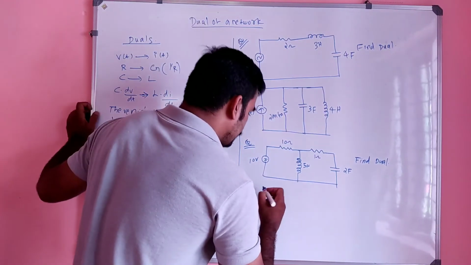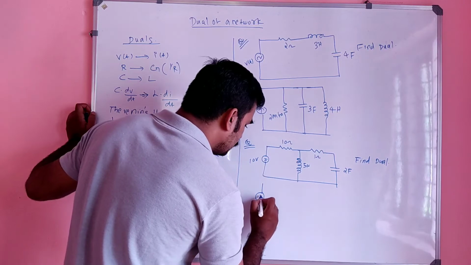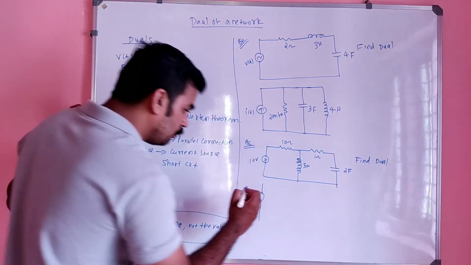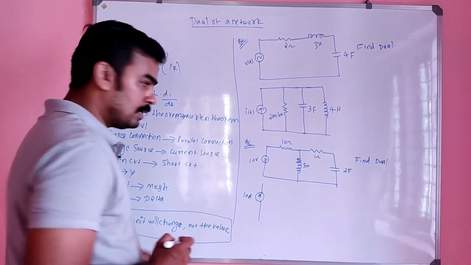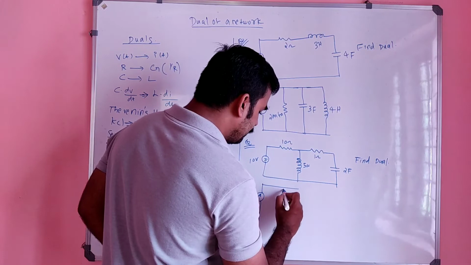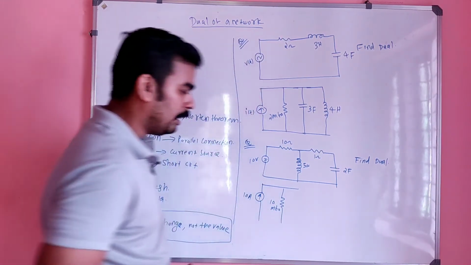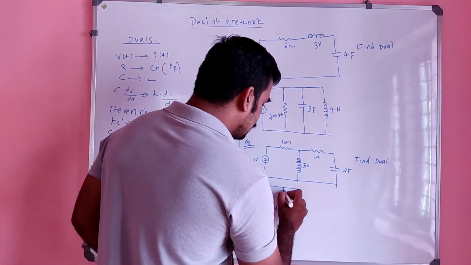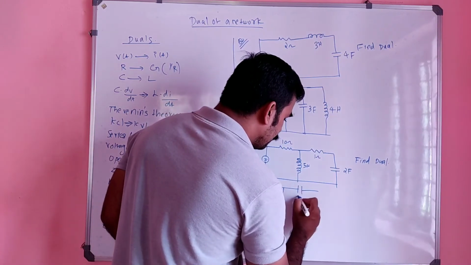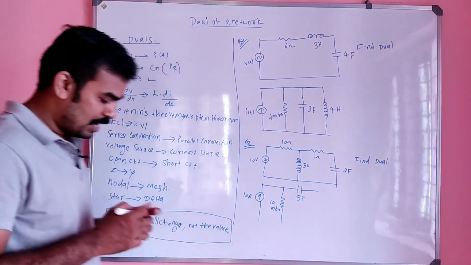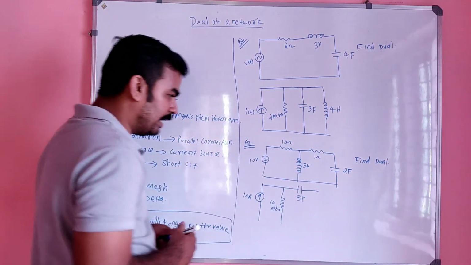See, let's take, right, this voltage will be converted into what? Current source. So it will be 10 ampere, right? And this 10 ohm in series will be converted into 10 mho in parallel, right? And this 5 Henry in parallel will be converted into 5 farad in series, right?